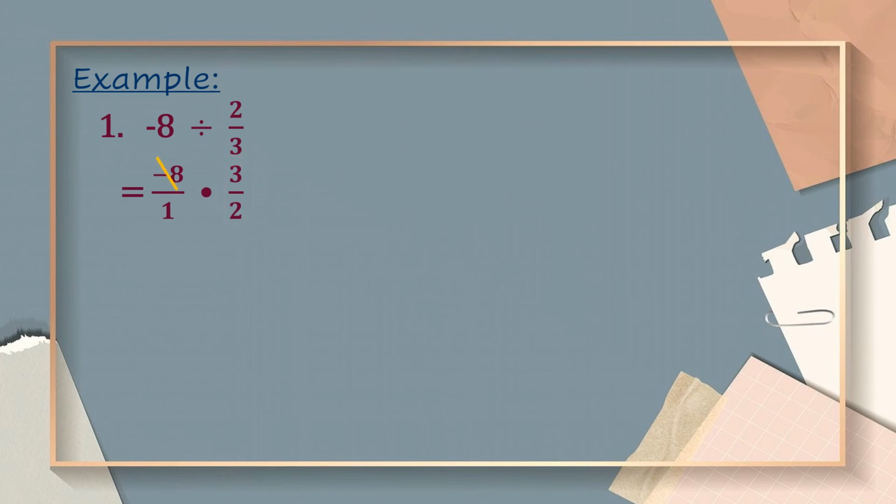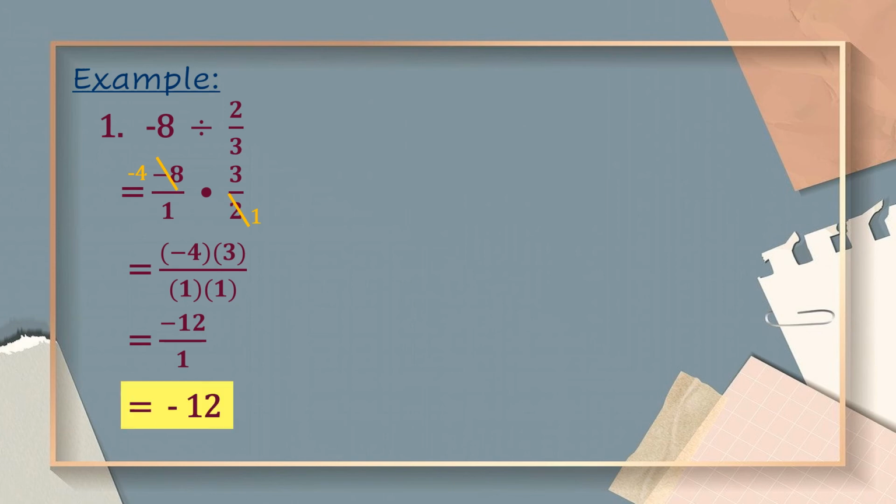Next, so let's apply cancellation. As you can see, cancel natin si negative 8 at si 2. Pareho silang divisible by 2. So from negative 8 divided by 2, magiging negative 4. Si 2 divided by 2, magiging 1. So the numbers now is negative 4 times 3 for the numerator and 1 times 1 for the denominator. So our answer now is negative 12 over 1 or negative 12.